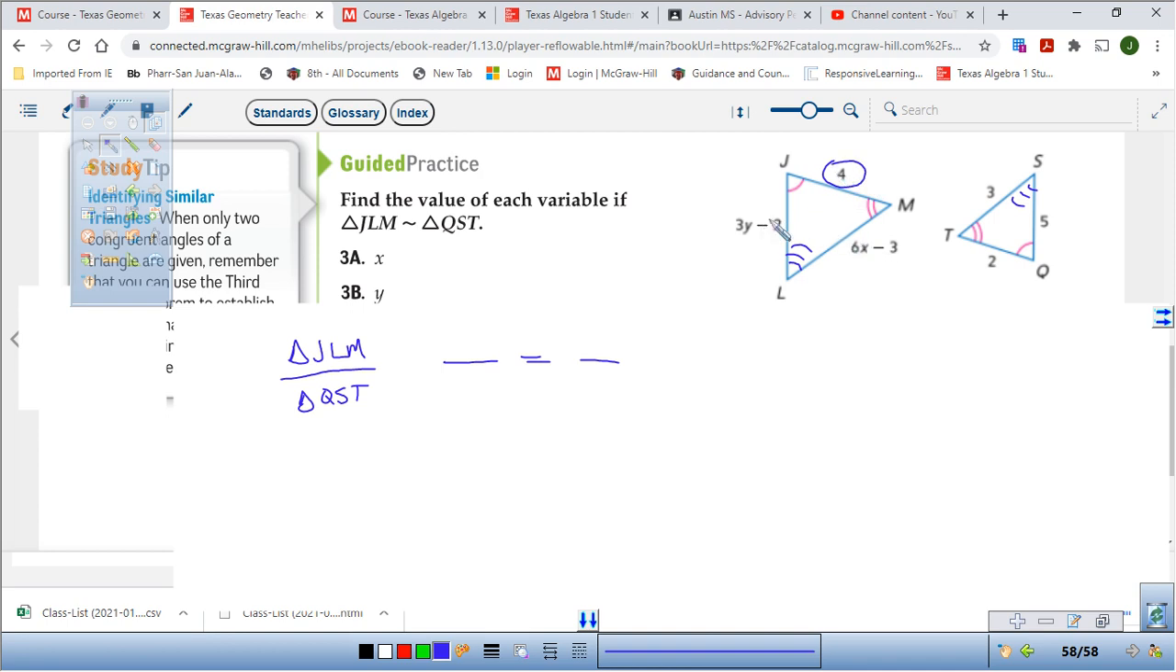I can't use these yet. All I got to do now is figure out JM. Which one does this one correspond to JM? It's from 1 to 2, okay? From 1 to 2, so it's this one. Okay, so I'm going to go 4 over 2.